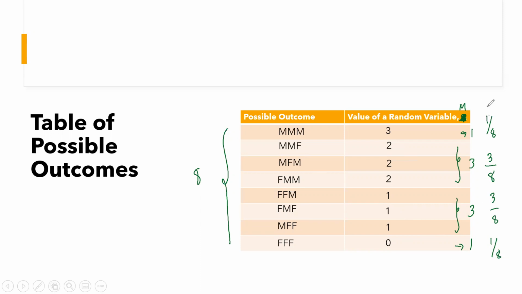Because there is only one outcome which consists of all males, while here we have 3 outcomes wherein there are 2 males. Then we also have 3 outcomes wherein there's only one male, and for 1 over 8 there's only FFF consisting of no males. So it means to say there is only one outcome where there are no males. Okay, so now we're going to proceed to the next slide.